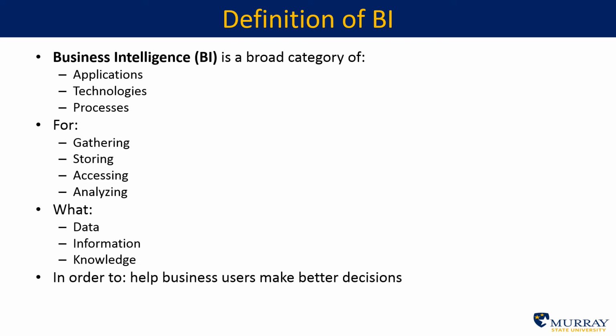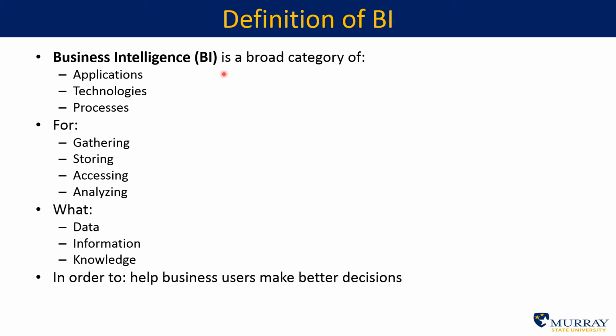Now, let's talk about the definition of BI. Business intelligence, or BI, can be defined as a broad category of software applications, technologies, and processes for gathering, storing, accessing, and analyzing data. Mostly people would say data, but some people would argue that business intelligence goes beyond that. It processes data into information, with information being defined as data processed or summarized into a form that is useful for humans and useful for decision making.